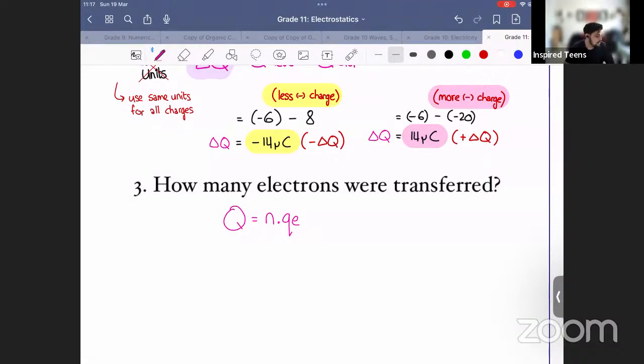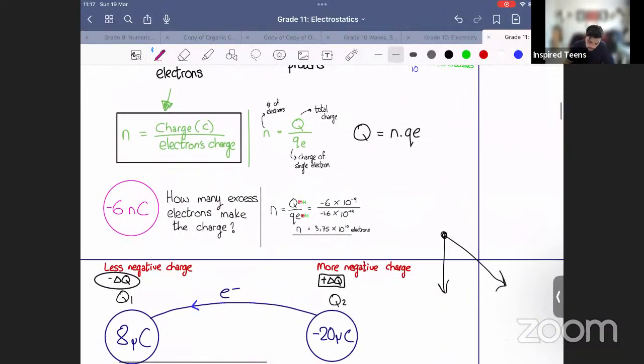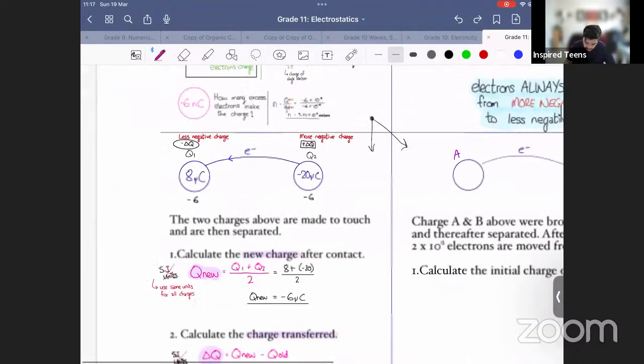Okay, Q is equal to N times QE, where we said Q is the charge, right? Remember we discussed this formula. This is just the rearranged version. Q is the total charge. N is the number of electrons. QE is the charge of a single electron. Okay, and that's how we utilize this formula.